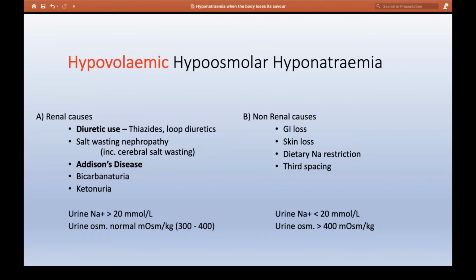So what are the causes of hypovolemic hypoosmolar hyponatremia? Hypovolemic is contracted volume, dehydrated, and the osmolality is less, and the salt levels are also less. This can be divided into 2. It could be renal causes or non-renal causes. So the renal causes are what causes salt to be lost in urine. So what are these? The commonest example is diuretic use.